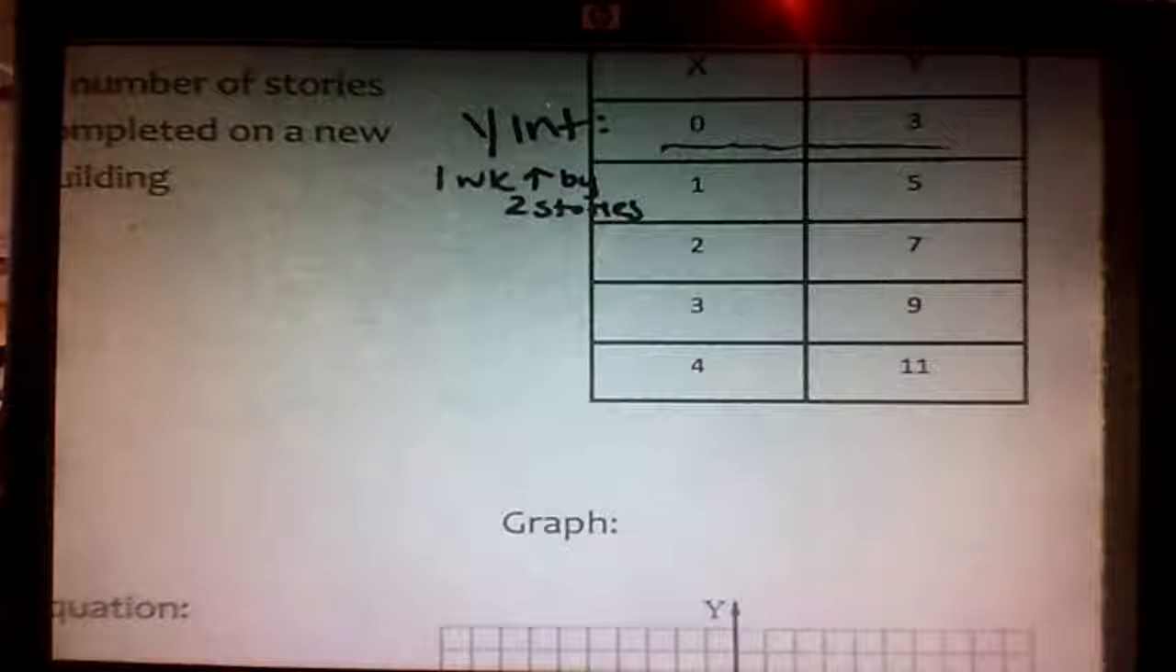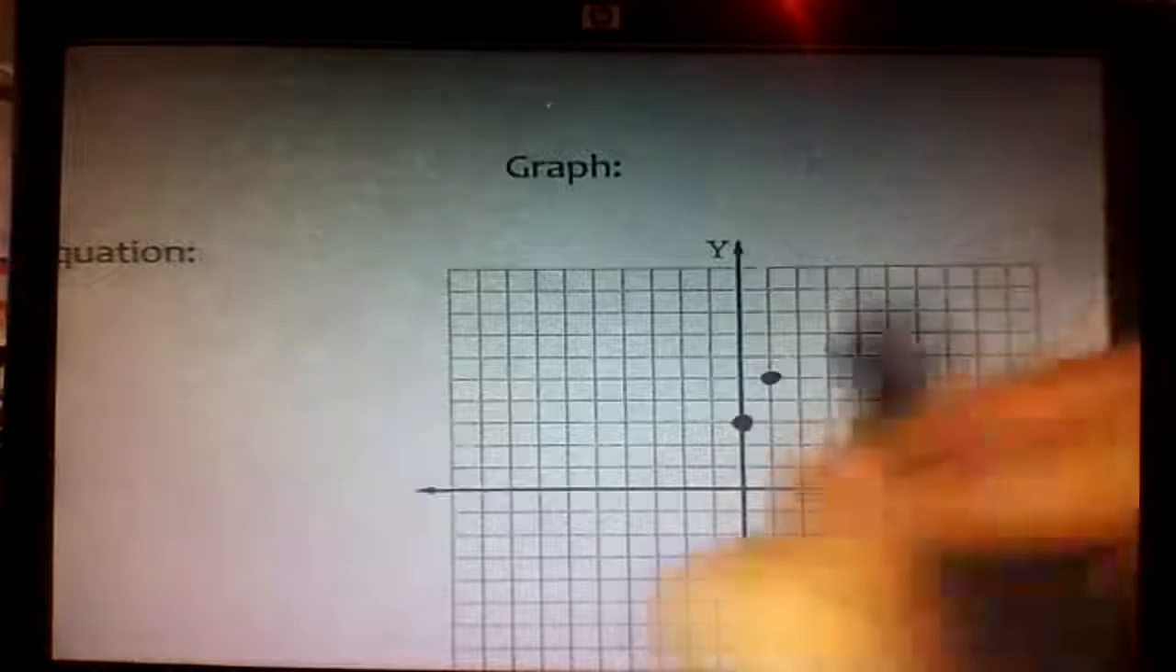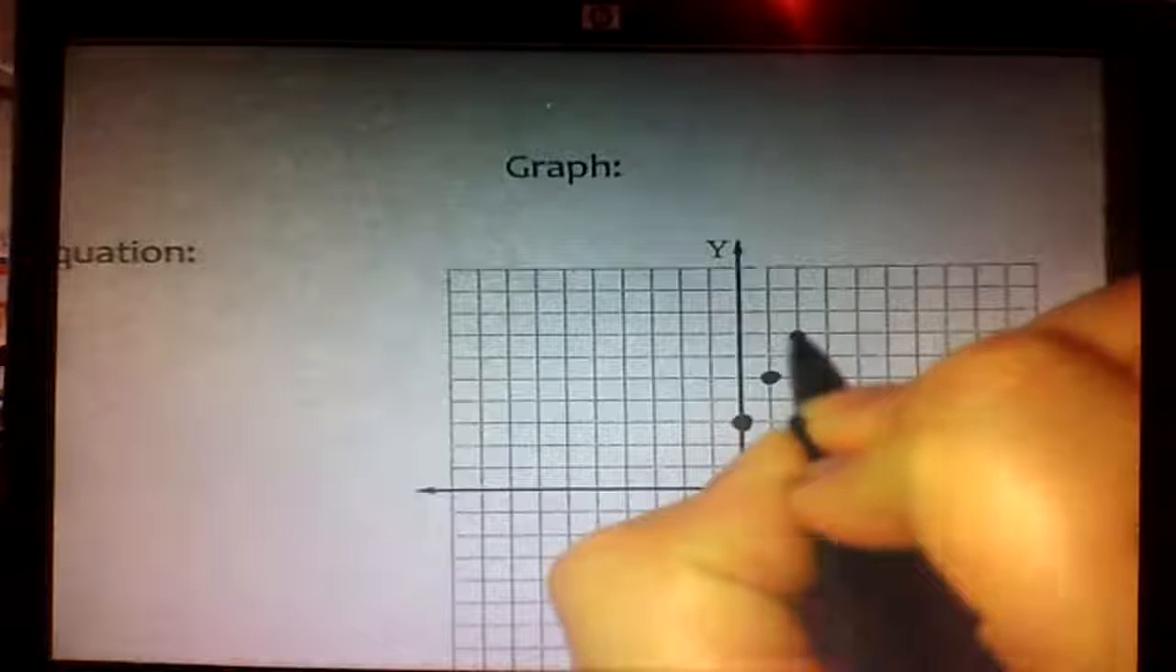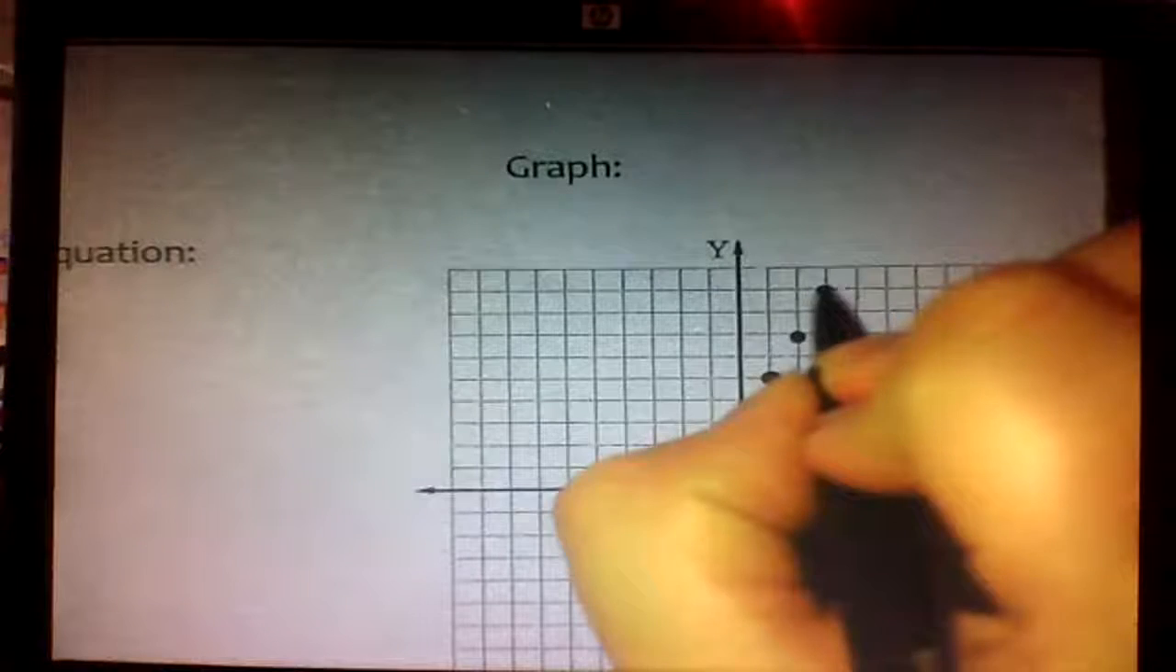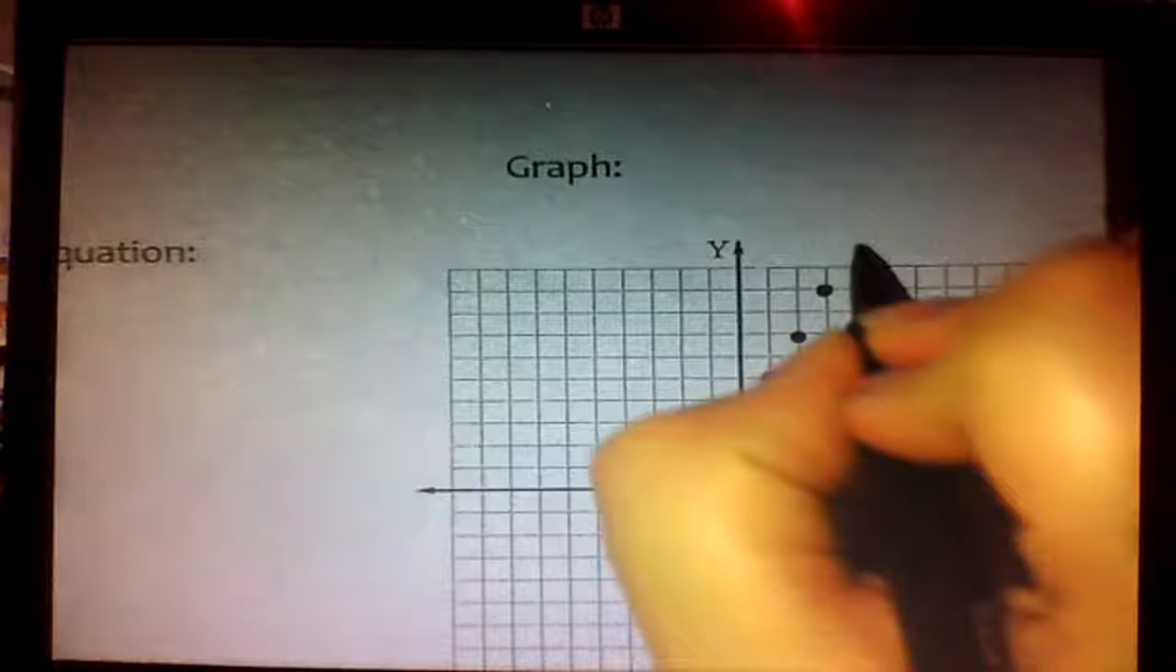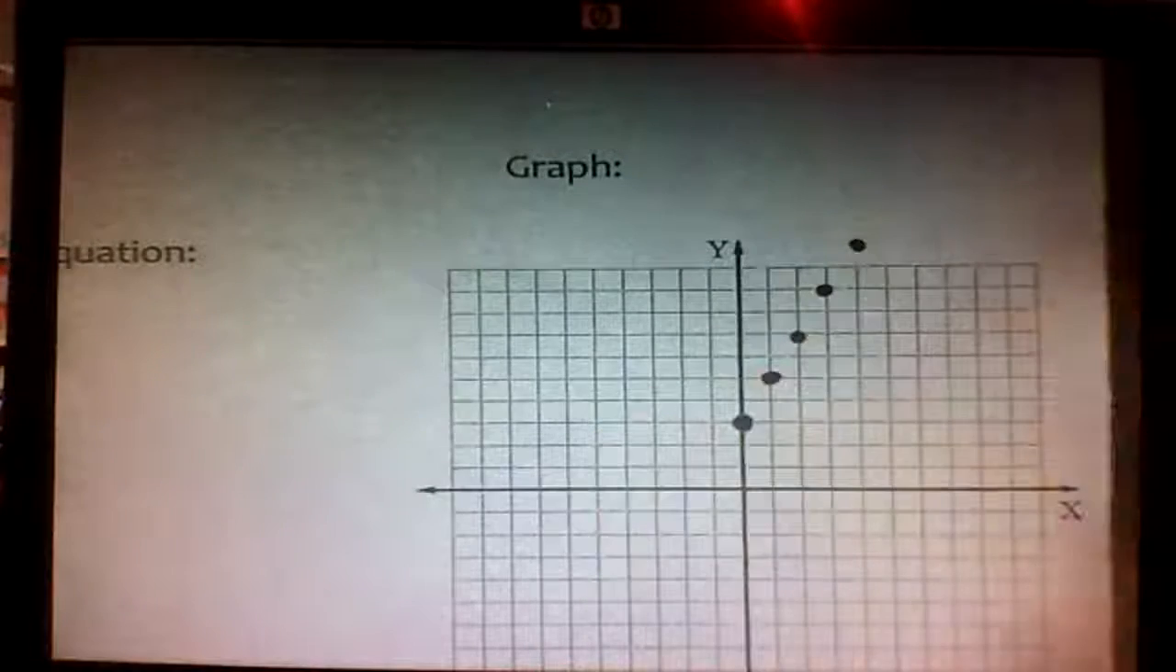Okay. We also have points at 2, 7, 3, 9, and 4, 11. So go ahead and plot those points. So we're at 2, 7, 3, 9, and 4, 11 is actually off of the graph.